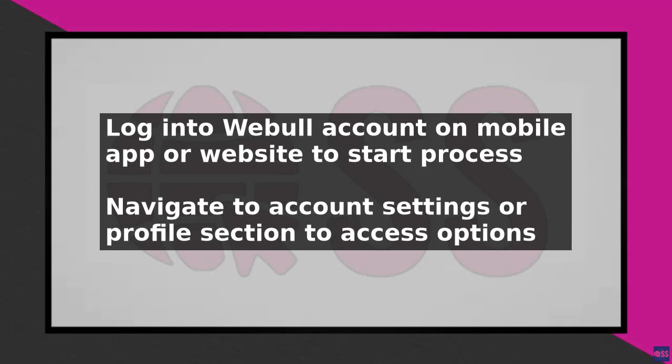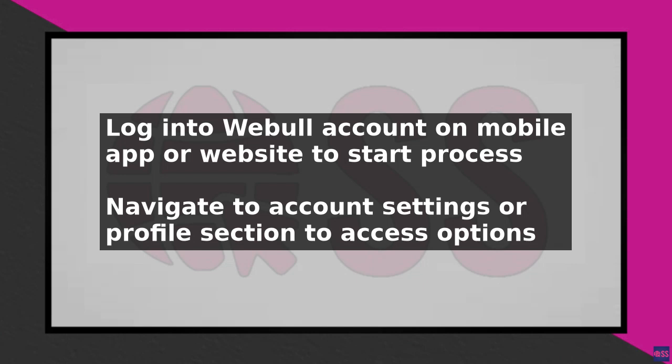To enable extended hours on Webull, start by logging into your Webull account on the mobile app or website. Once you are logged in, navigate to the account settings or profile section. This is usually represented by a gear icon or your profile picture. In the account settings, look for the option labeled Trading or Market Hours. Click on this option to view the available trading hours and settings.